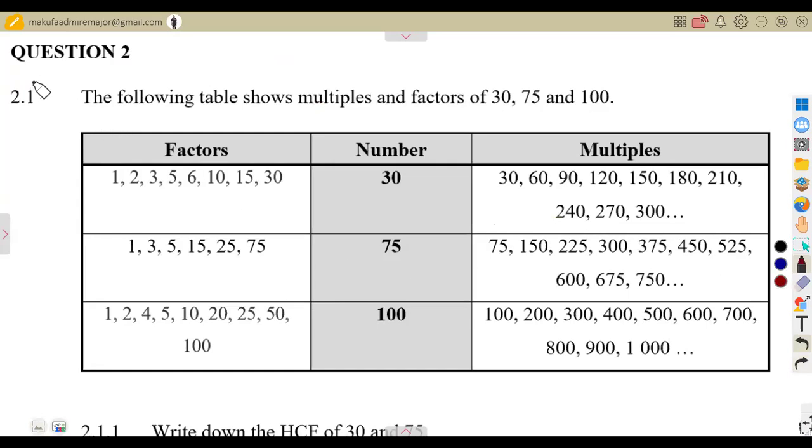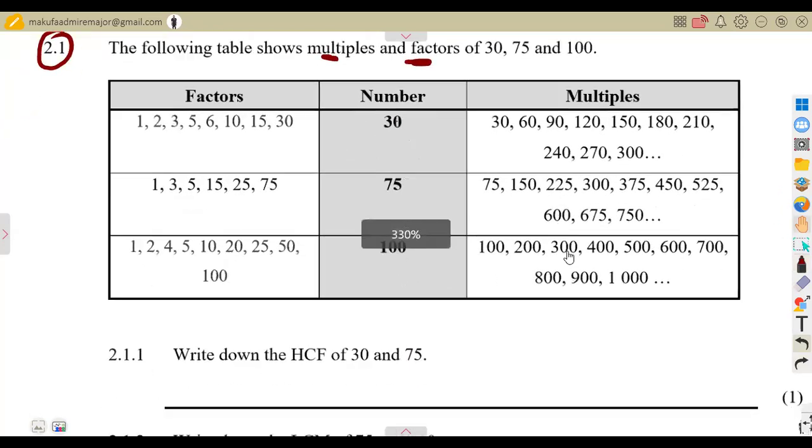Okay. Question 2 on 2.1. The following table shows multiples and factors of 30, 75, and 100. Okay. The factors 1, 2, up to 30. The number is 30. The multiples. Okay. So we're just given like, okay, let's see.